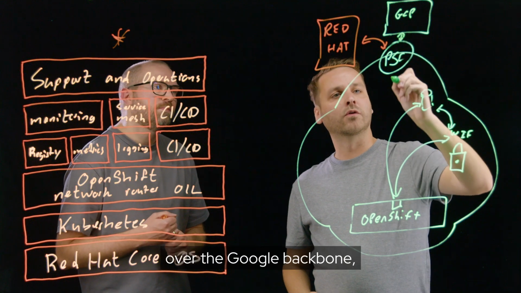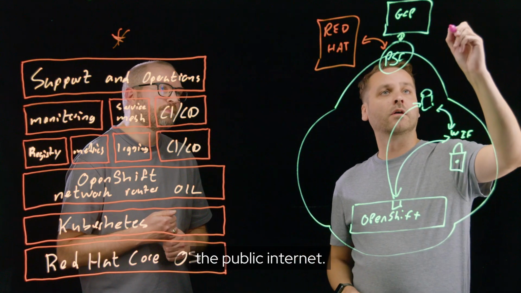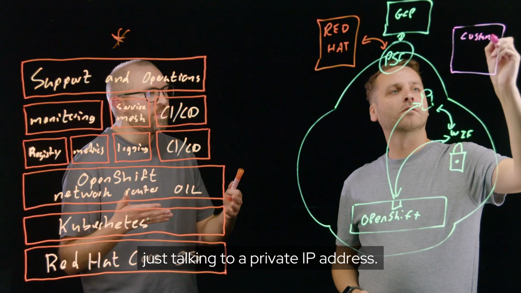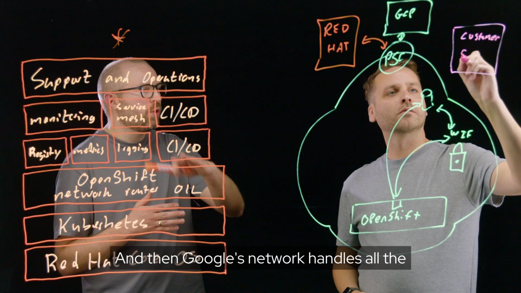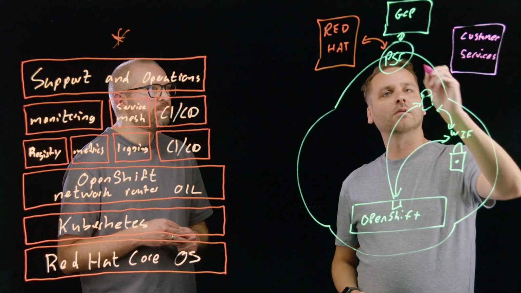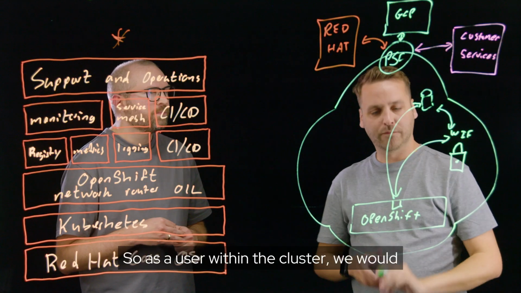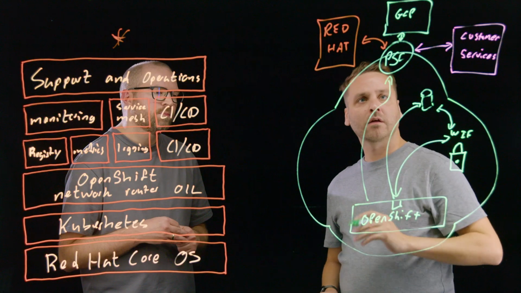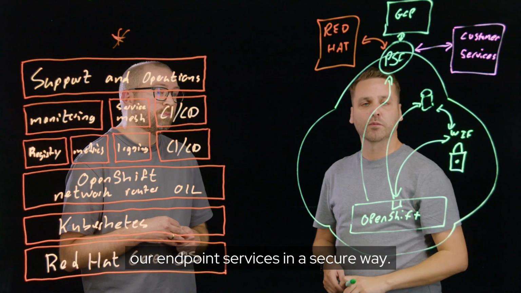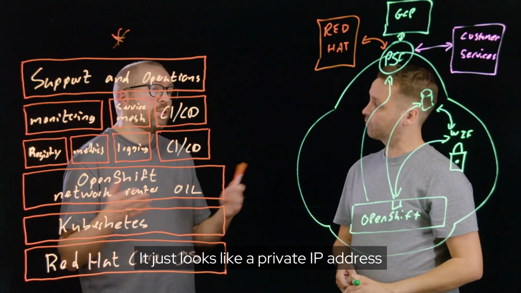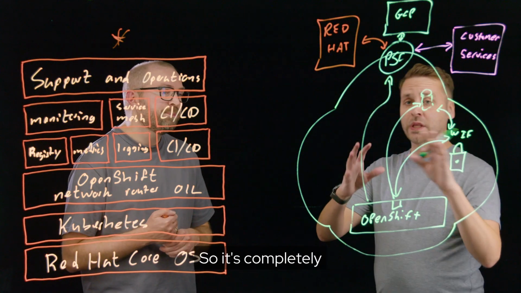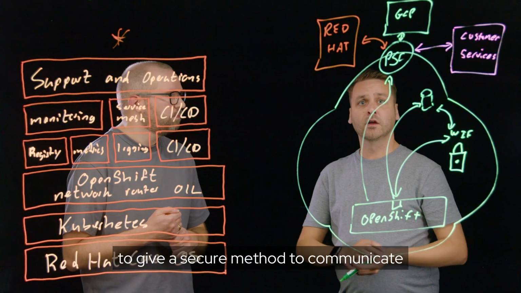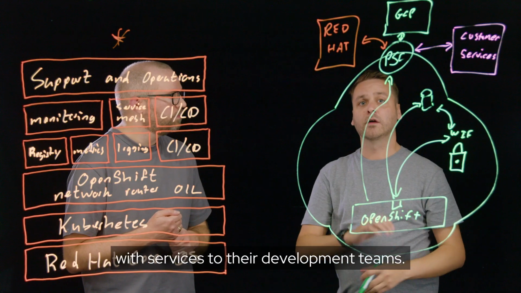Brilliant. So going directly over the Google backbone, rather than going via the public internet. That's great. And from the app's point of view, you're just talking to a private IP address. And then Google's network handles all the other parts for you. That's great stuff. So as a user within the cluster, we would go and automatically talk to the PSC, and via that, we would go off and reach our endpoint services in a secure way. Yeah, it just looks like a private IP address from the app's point of view. So it's completely abstracted away from the end user. Exactly. Oh, that's brilliant. Yeah, that's a great way for a platform team, for example, to give a secure method to communicate with services to their development teams.